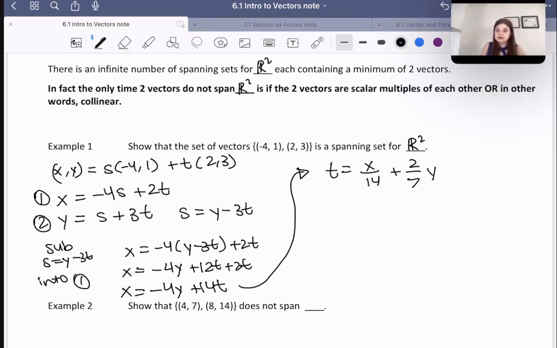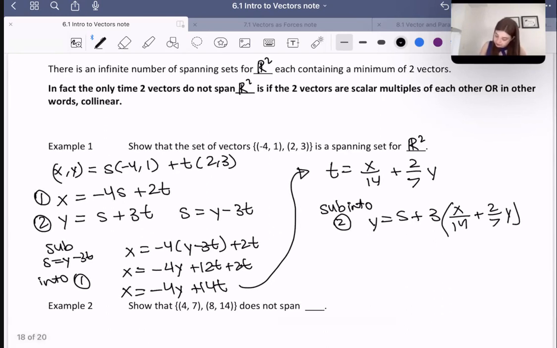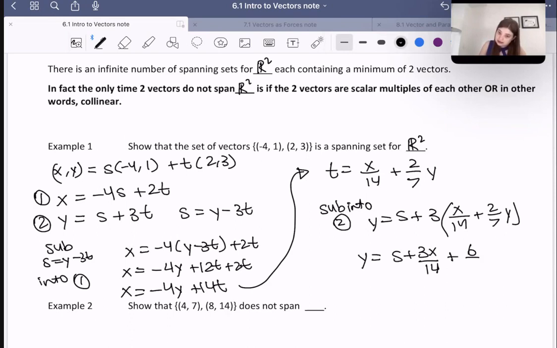Now let's sub this back into the second equation. If we sub this back into 2, we would get that y equals s plus 3 of t, which is x over 14 plus 2 over 7 y, right? Which means y is equal to s plus 3x over 14 plus 6 over 7 y, right? So therefore, what is s equal to?